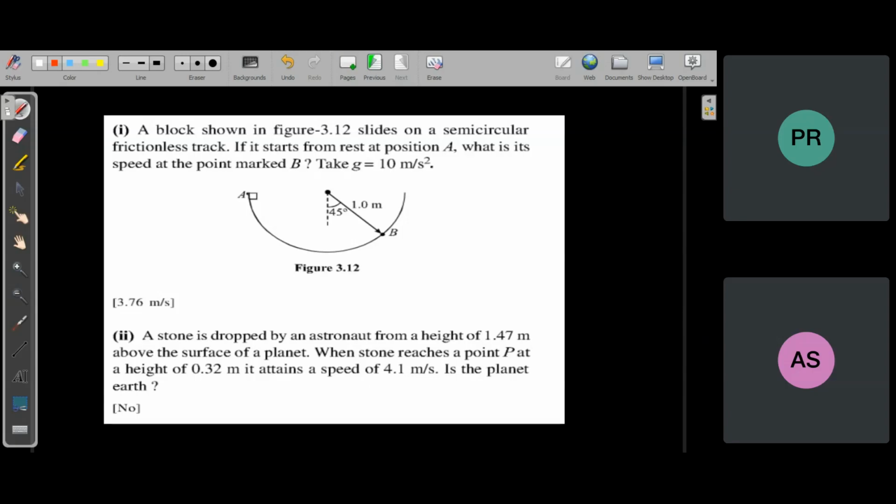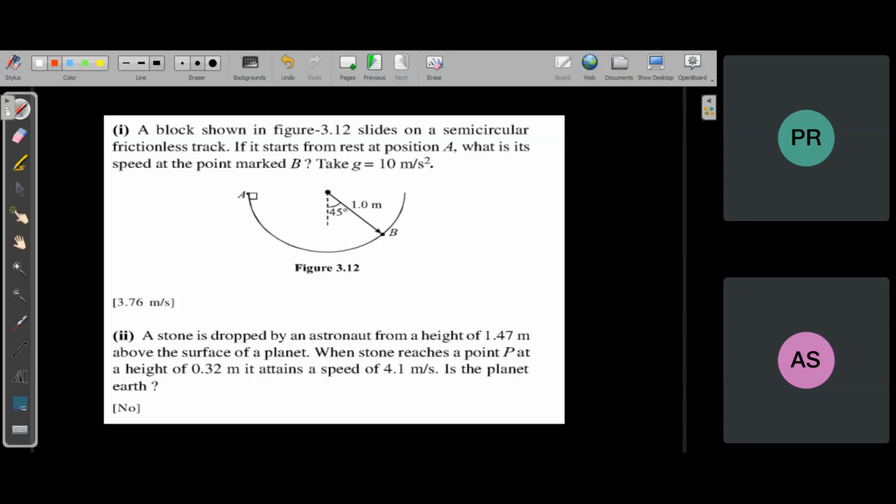And how can you use total energy conservation? What is total energy? Are you writing total energy in your equation, or only mechanical energy, kinetic and potential? Only mechanical. Means what you are writing is mechanical energy conservation.